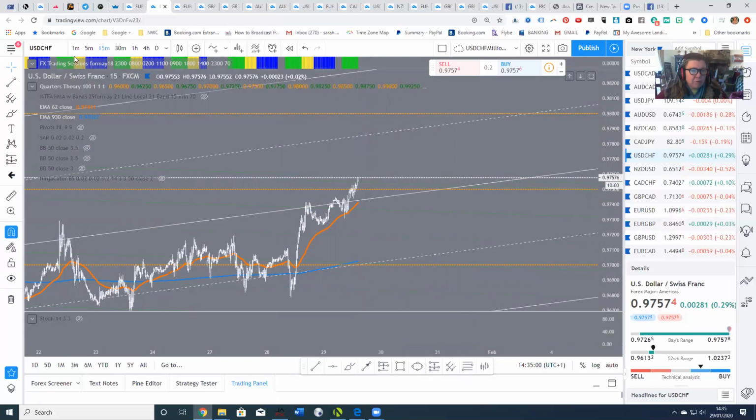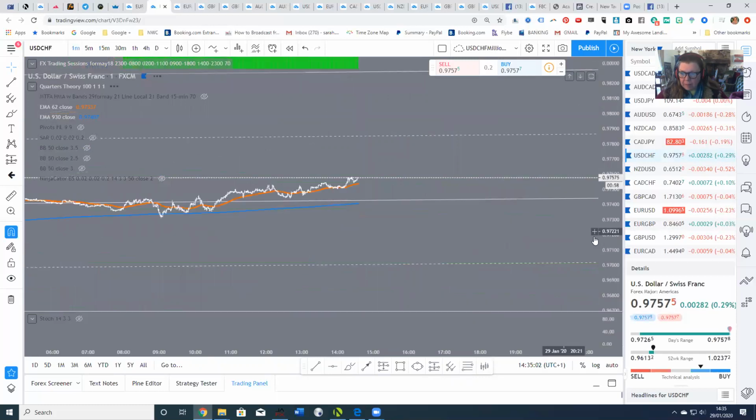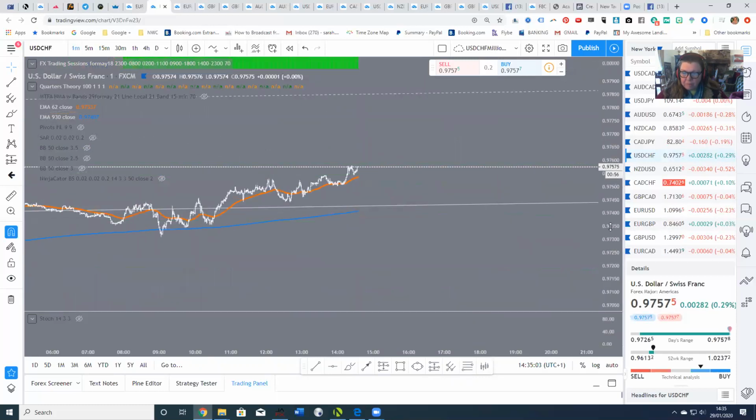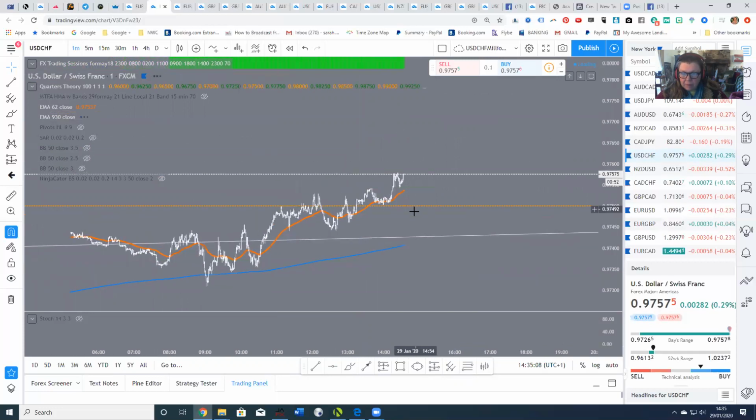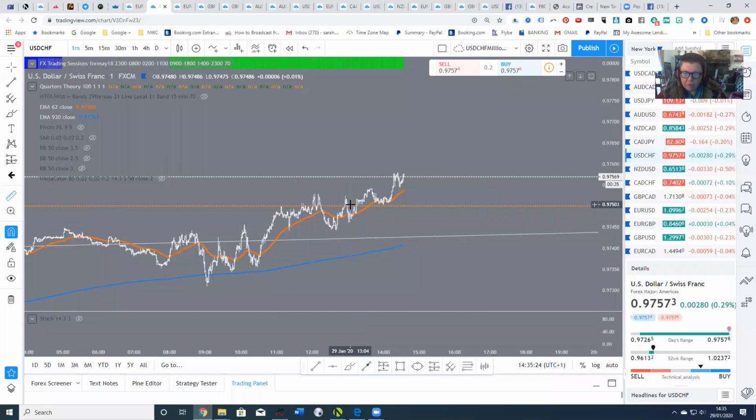Because it's only moved, if we come to the 1 minute, so we can see it in magnification. Let's wait for the quarter theories to load, and then we'll put the indicator on the 5 minute. So I'm liking this because it's coming away from the quarter theory. It has broken and retested, but only by 2 or 3 pips on the quarter theory.